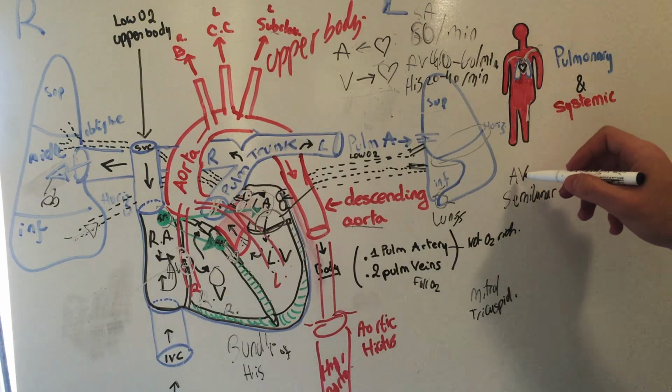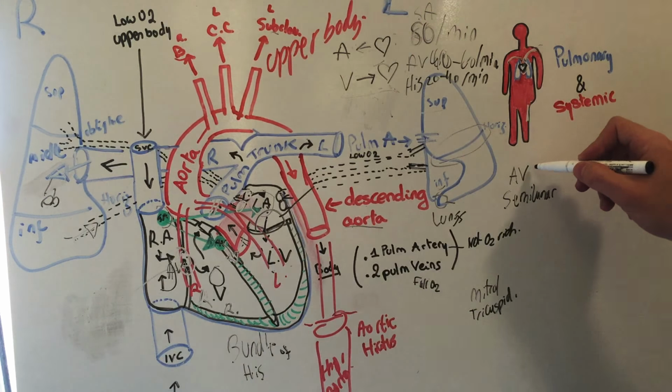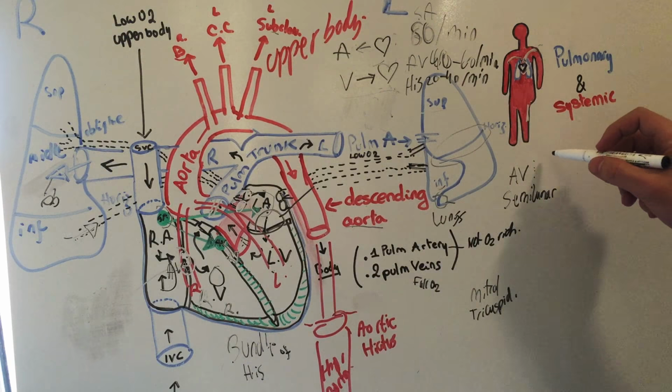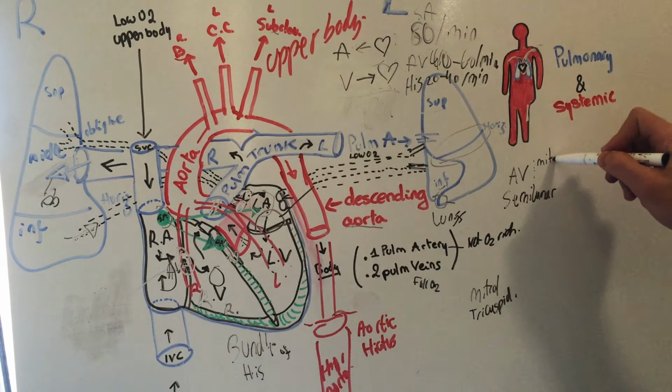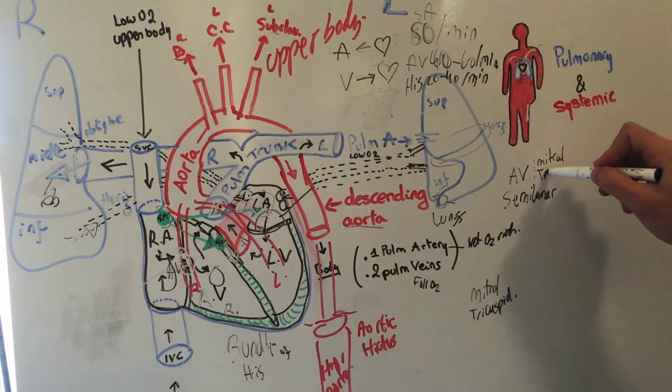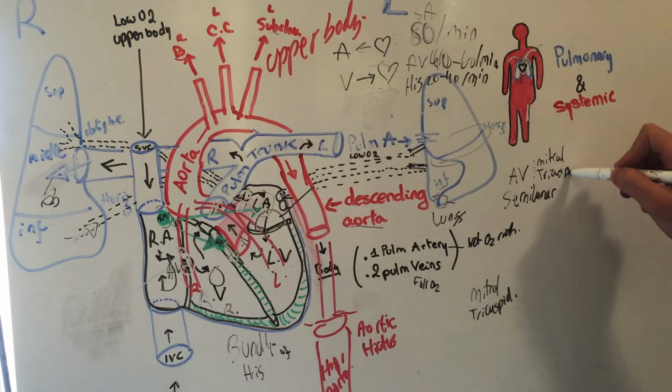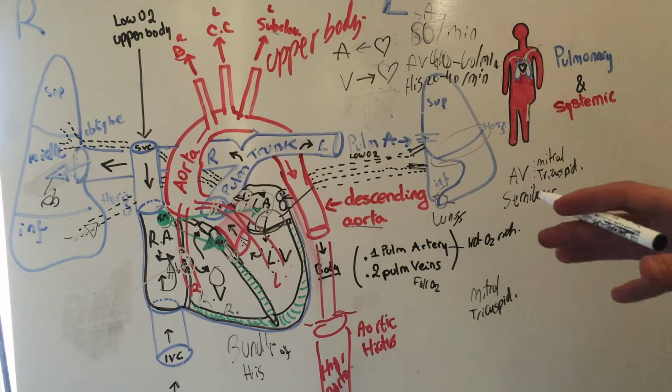So the atrioventricular valves will have two of them. You'll have the mitral and then the tricuspid. Why is it called tricuspid? Why is it called mitral? And that's just the anatomical look.